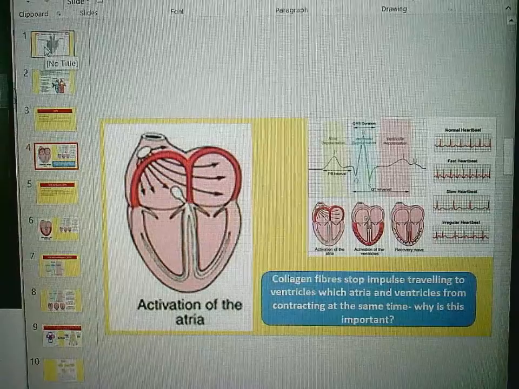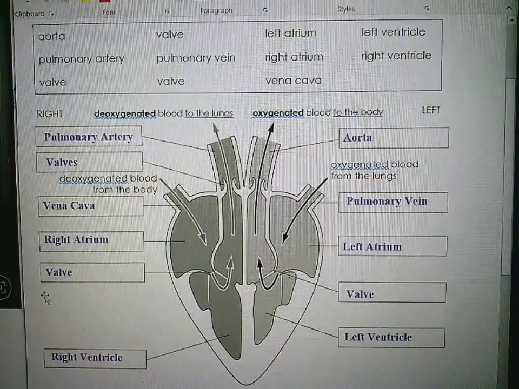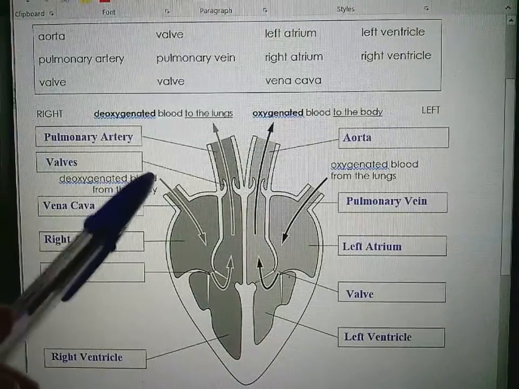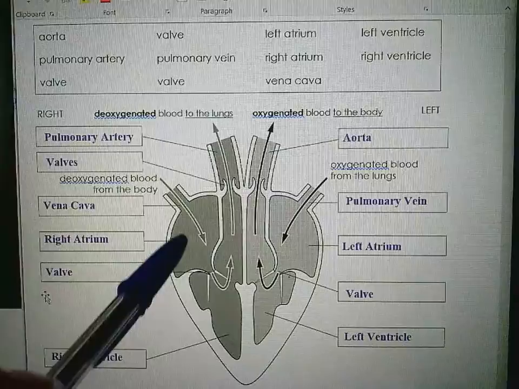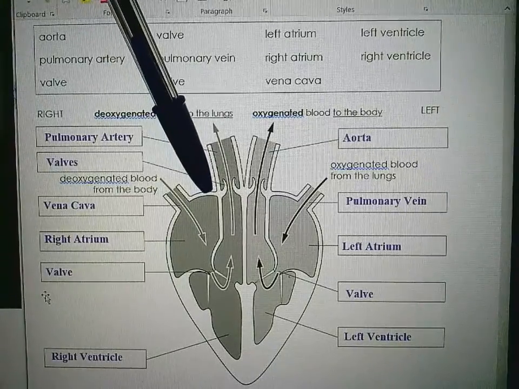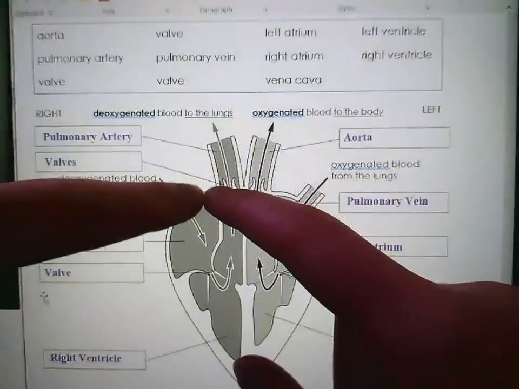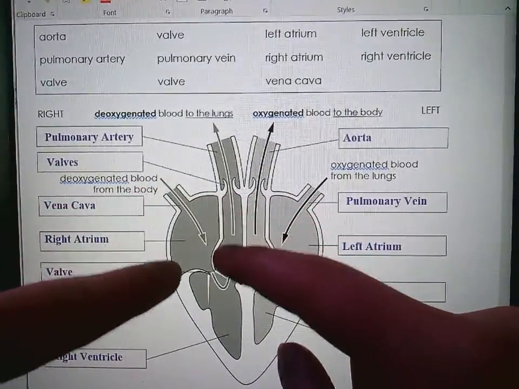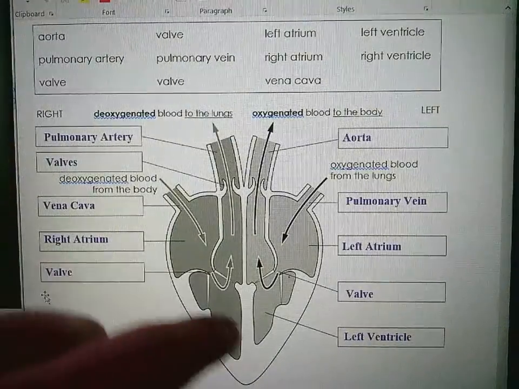So the best way I can think to describe it, if we go back to here, is we said at the beginning the blood comes in through the vena cava, and when that atrium is full, here's the sinoatrial node. What it will do is release an electrical impulse or an action potential which will spread down these muscles, causing them to contract and therefore squeeze the blood out here.